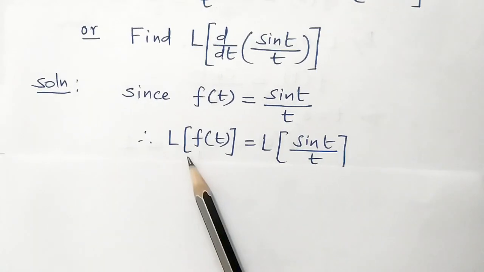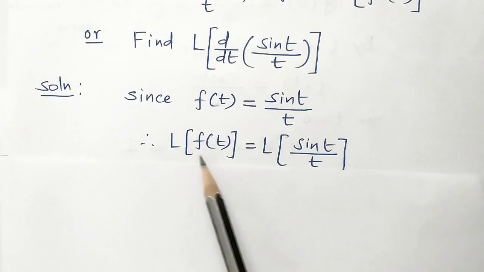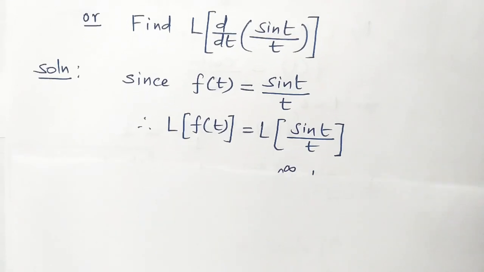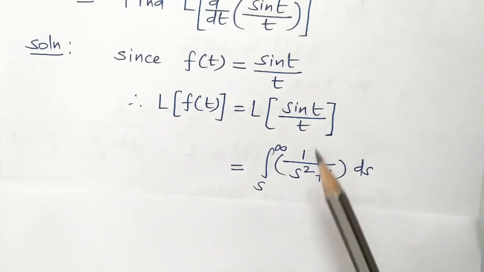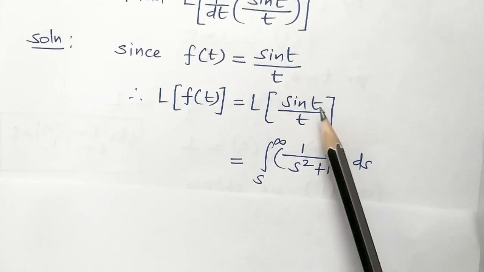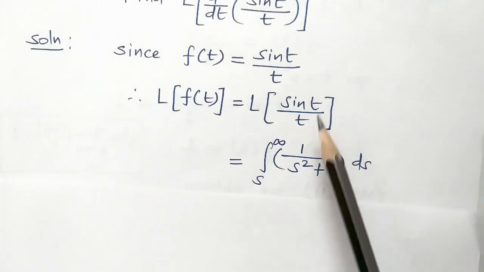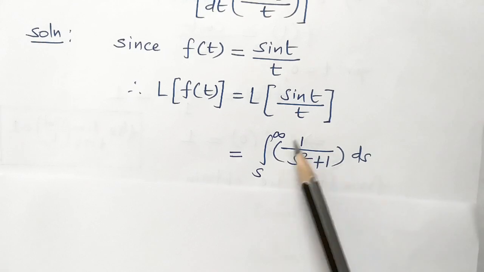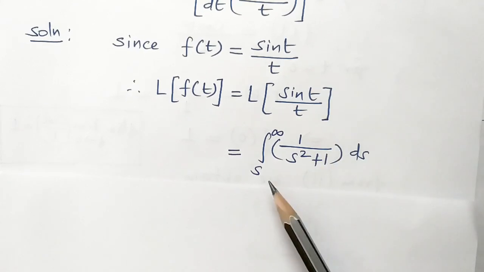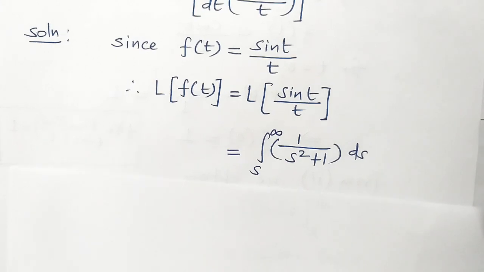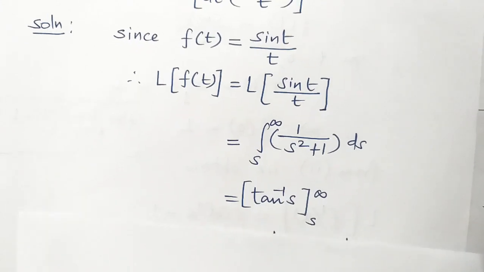Then find the Laplace transform on both sides, that is L of f(t) equals L of sin t divided by t. It's clearly a case of division by t. So first we find the Laplace transform of sin t, that is 1 divided by s squared plus 1. This Laplace transformation of sin t is to be integrated from s to infinity with respect to s, and we have solved such problems in our earlier lectures.